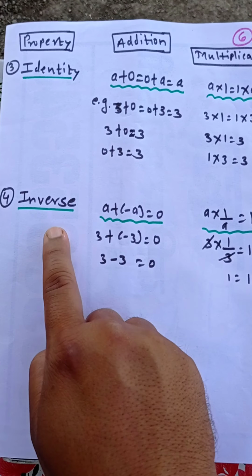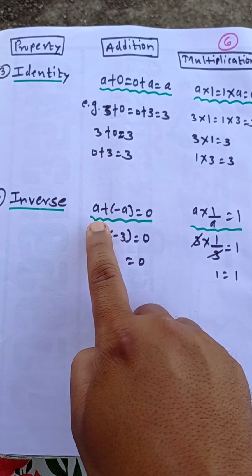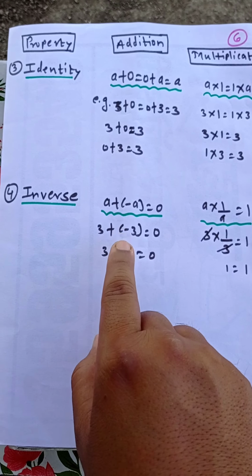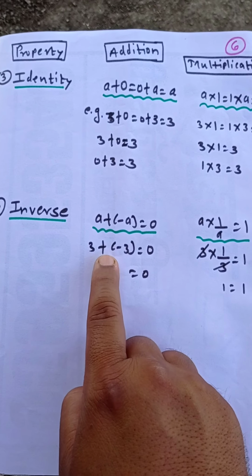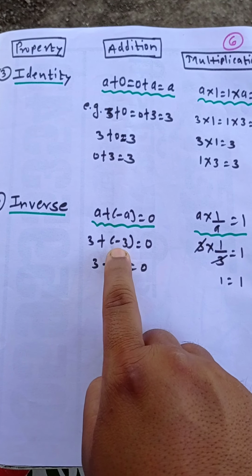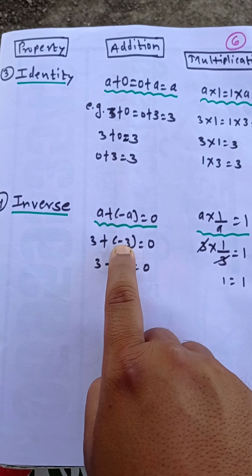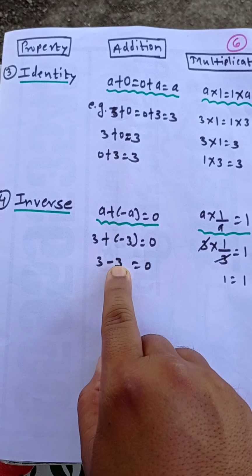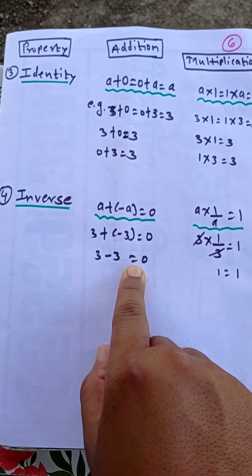Last property: inverse of addition. A plus (minus A) is equal to 0. Take an example: 3 plus (minus 3). Here is a plus and inside the bracket a minus sign. If we remove the bracket, the minus sign will come outside. So 3 minus 3 is 0. This is the inverse of addition.